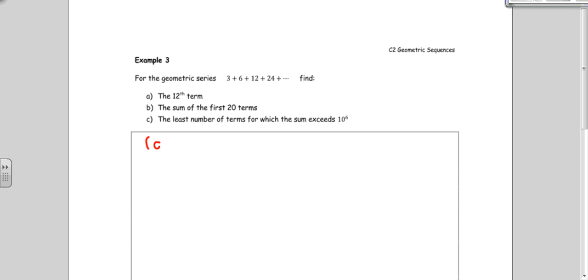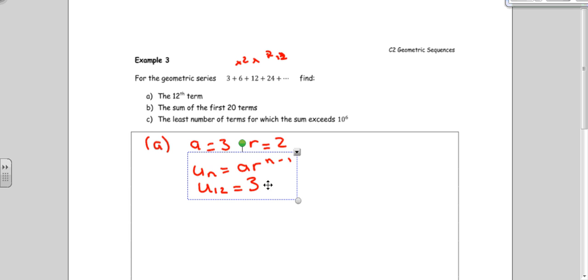So for part A, well, we know that the first term is 3, and we are times-ing by 2 each time. So we know that our ratio is 2. So using un equals a r to the n minus 1, we know that u12 will be equal to a, which is 3, times r, which is 2 to the power of 11, because that's n minus 1, which gives us 3 times 2048.